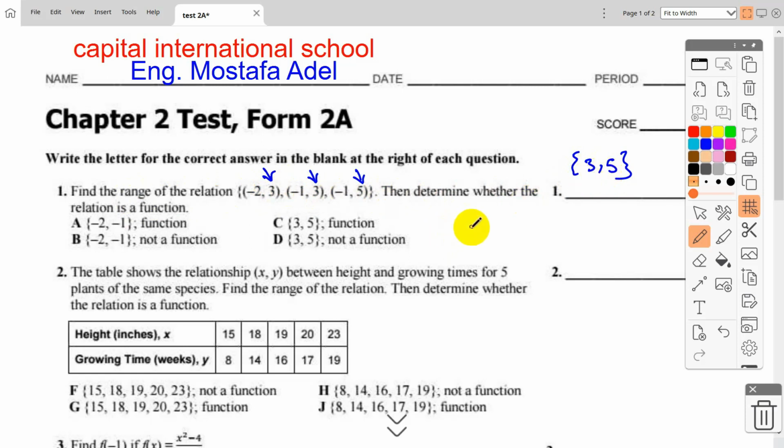The second part requires determining whether the relation is a function or not. Here I look at the x coordinate: -2, -1, -1. This is for the x coordinate. So -1 is repeated, so it will not be a function. So D will be the correct answer for this question.